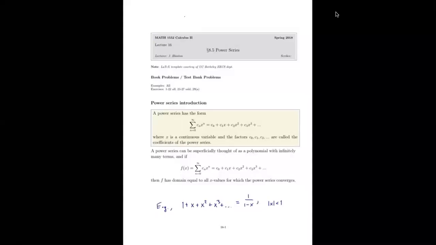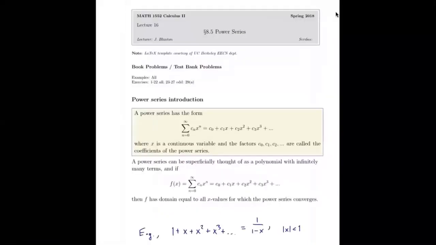Section 8.5 is power series, and this is our first time dealing with a variable x in our series. This is one of the major steps towards our ultimate goal of representing transcendental functions like e to the x and arctangent of x, things that are not polynomials, as infinitely long polynomials.